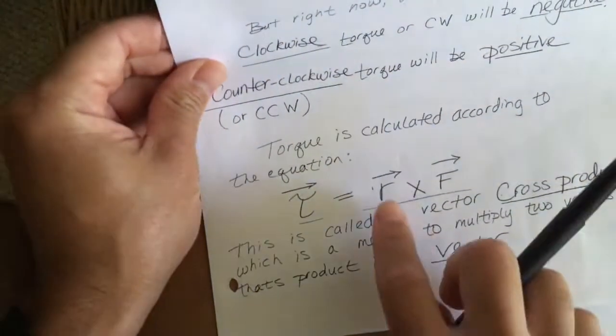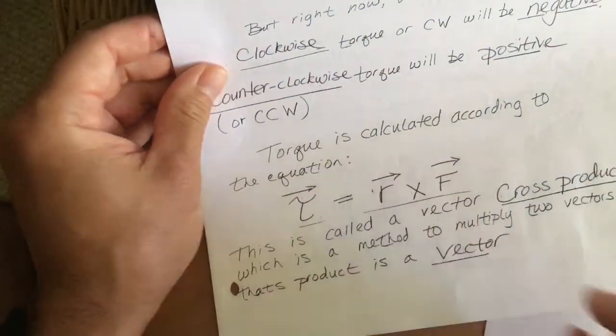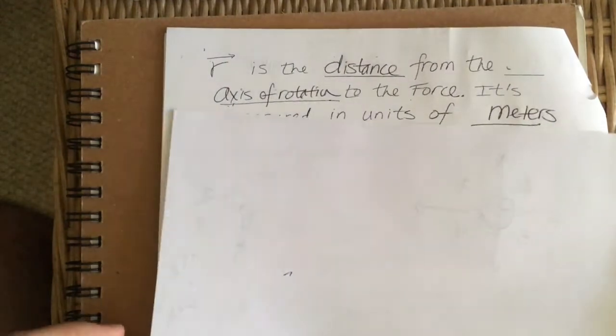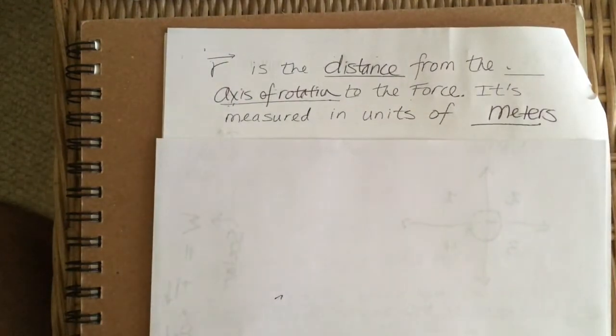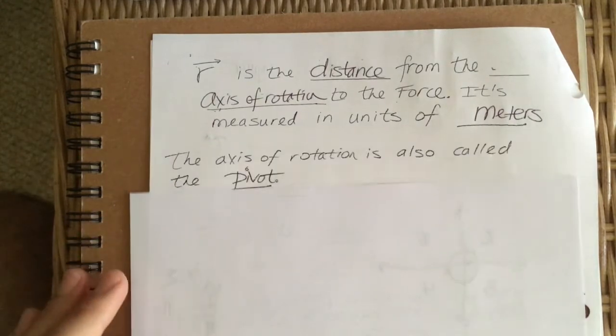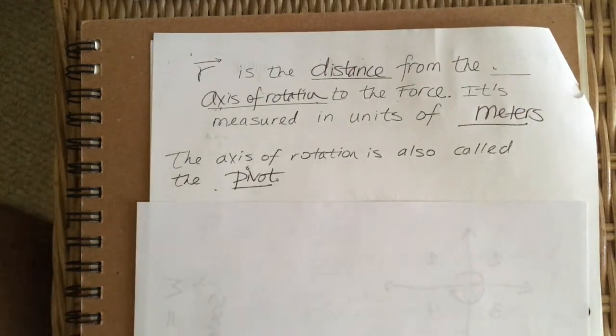All right. And these are just our vector hats. It just indicates that those are vectors. Okay, so let's define what R and F are. R is the distance from the axis of rotation, also referred to as the pivot. It's measured in units of meters.